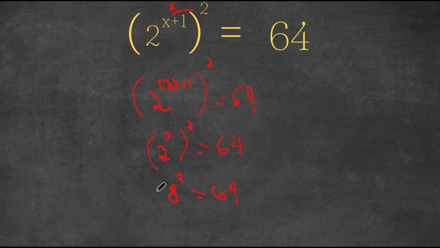And what is 8 squared? 64. So 64 does in fact equal 64, meaning x equals 2. And this is right.